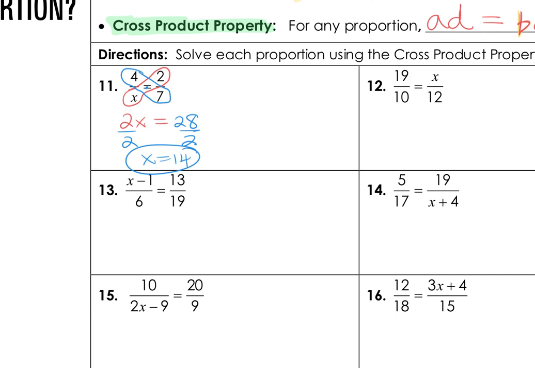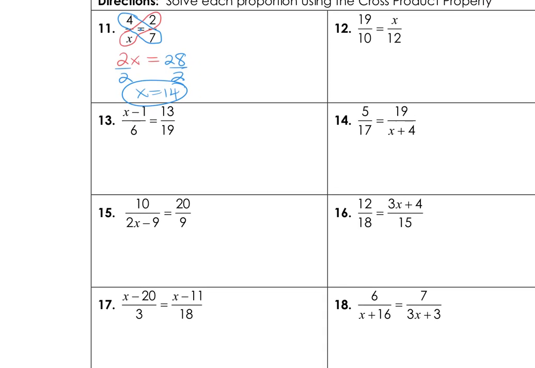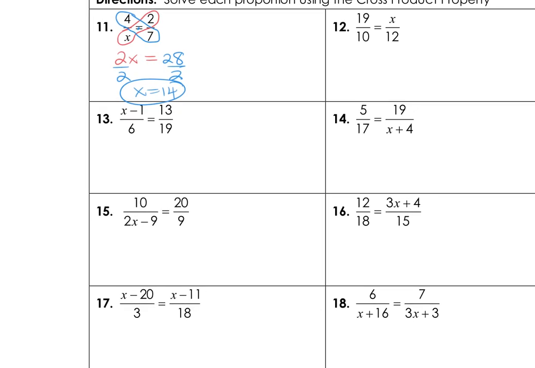Okay. I'm going to show you number 13, so we'll just take a look down here. Again, I'm going to do the cross product property. I'm going to begin with the diagonal that has the variable. Now this is slightly different because in this diagonal, I have to do 19 times x minus 1. If you notice, I'm using parentheses, and that is mandatory. You have to multiply the 19 by everything over there. Let's take a look at my other diagonal. I'm going to do 6 times 13. I'm just going to write that in for right now because I don't have a calculator in my hand.